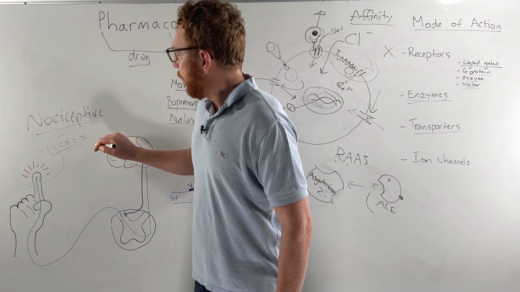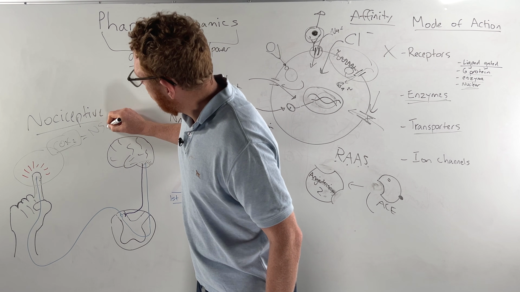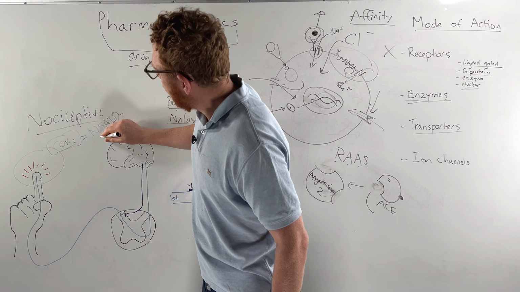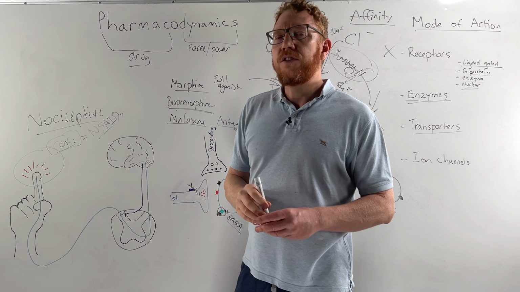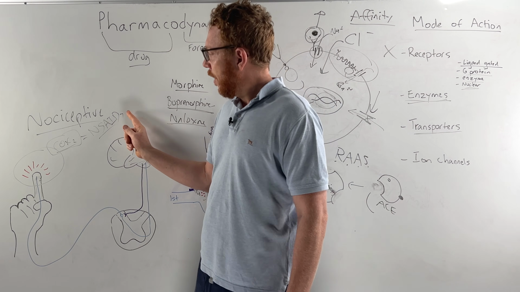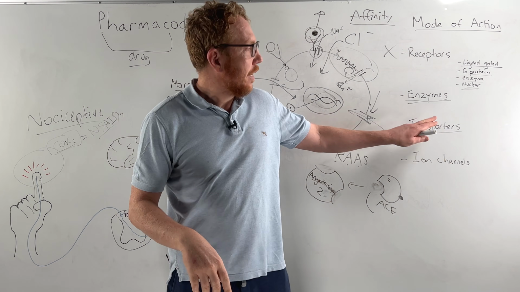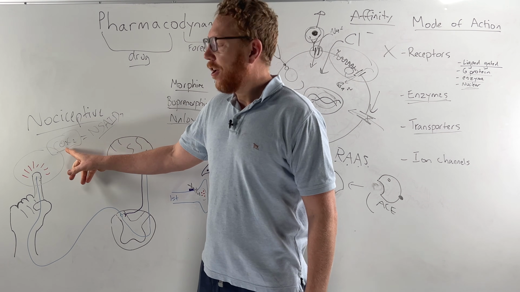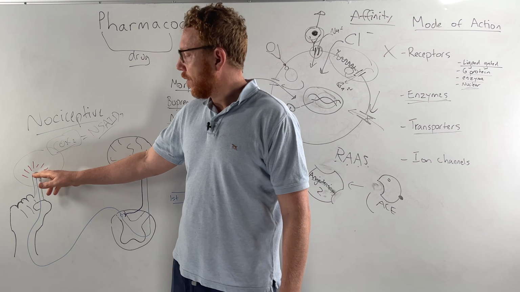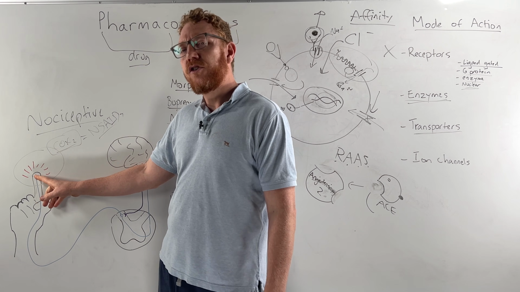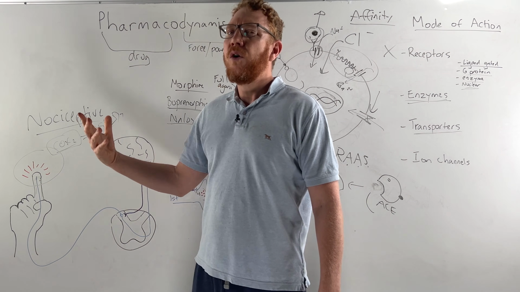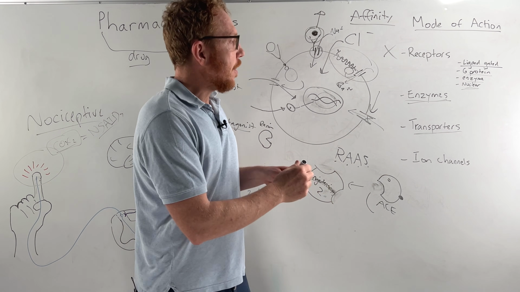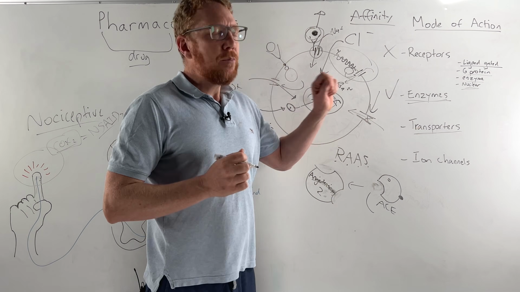Examples of drugs that can be used for this are NSAIDs. So these are non-steroidal anti-inflammatory drugs such as Nurofen or celecoxib. They work by blocking enzymes, in this case cyclooxygenase 2, reducing prostaglandins, reducing the sensitization of nerves out in the periphery where the injury has taken place. So that's enzymes done. Now we move to transporters.